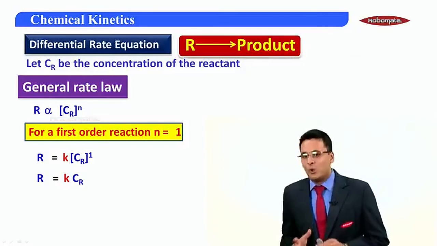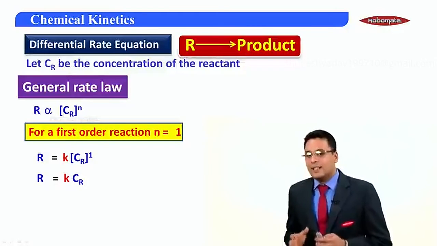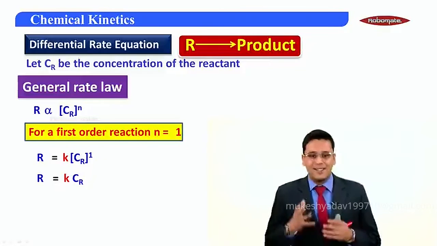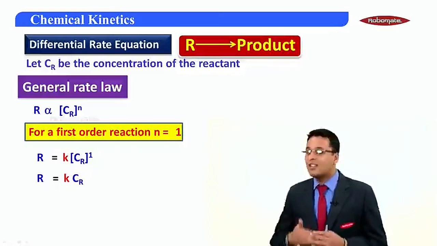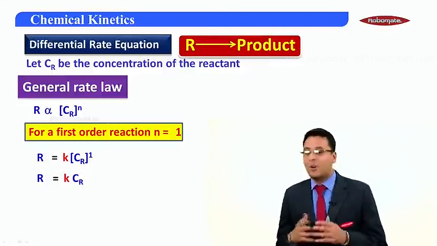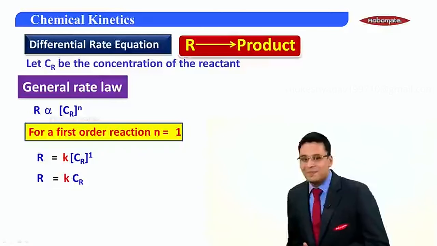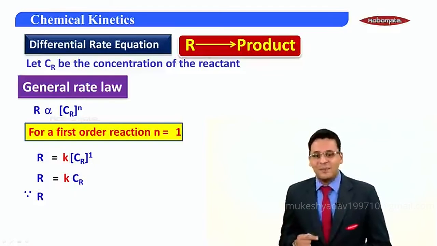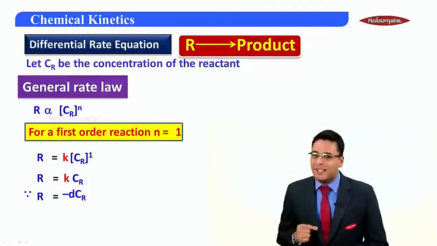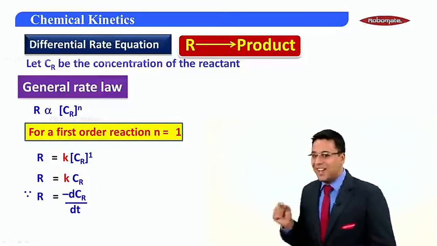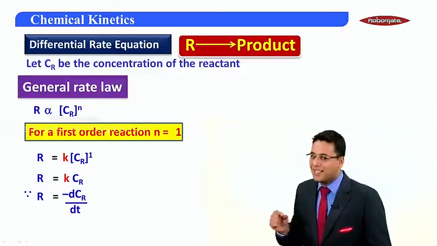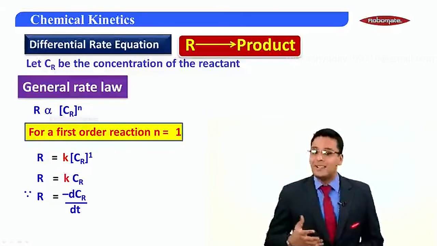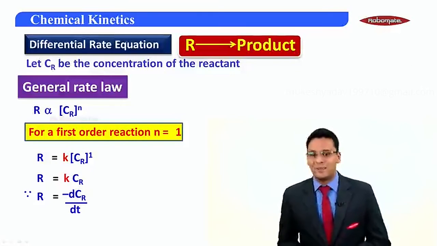But I also want you to remember the definition of rate of reaction. Rate of reaction is nothing but the change in the concentration of reactant or product per unit time. So we can also write the rate of the reaction as minus dCr upon dt, that is, the change in concentration of the reactant with change in time. The negative sign indicates that it is a reactant, which is decreasing with time.